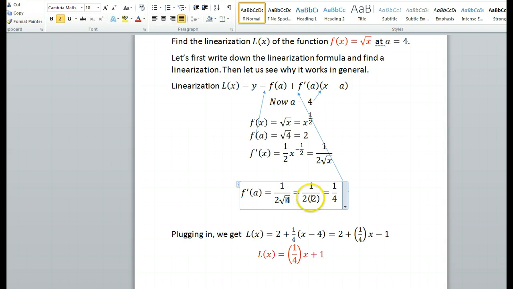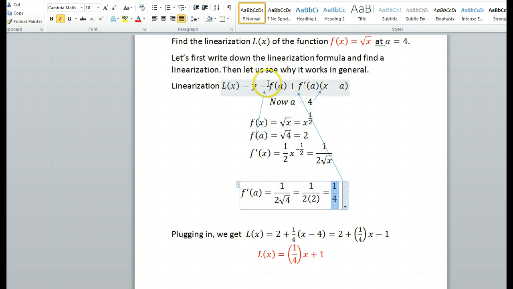And square root of 4 is actually equal to 2. So 1 over 2 square root of 4, square root of 4 is 2, so 1 over 2 times 2 is 1/4. So now we know all the pieces. F of a is equal to 2. We found that. And we know what f prime of a is, and that is equal to 1/4.